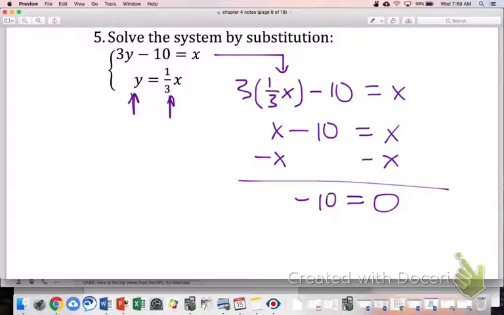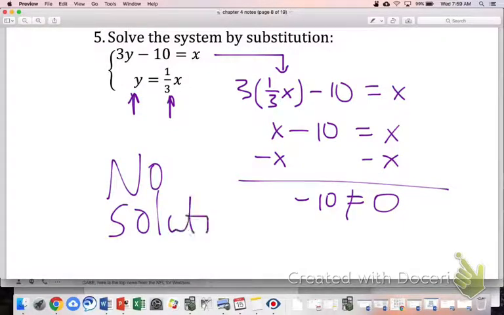This will not always be the case, right? In the first 3 examples, the variables didn't add out, and we actually got x equals 2 and y equals negative 5, or whatever. But here, the variables have added out. I get this negative 10 equals 0, and that's not true, is it? No. Negative 10 does not equal 0, so what is my conclusion? There is no solution. Really what this means is that there is no set of x's and y's that will work in both equations. Doesn't matter what you plug in, you're not going to get it to work in both equations ever. And so that's why there's no solution there.